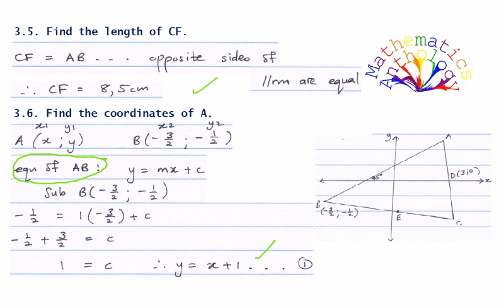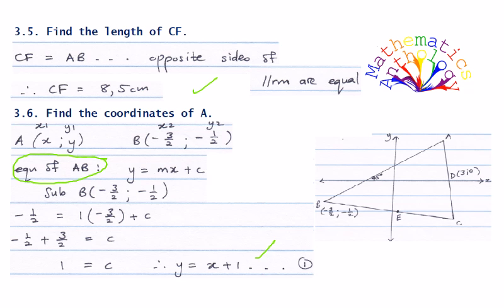We know that A is on line AB, and we can find the equation of AB. We have the gradient of AB, which was 1, we calculated earlier, so we can substitute point B into y equals mx plus c with the gradient of 1. So B is negative 3 over 2 and negative a half. Substitute that into the equation and you'll work out c is positive 1. So the equation of line AB then we can get easily to be y is equal to x plus 1.